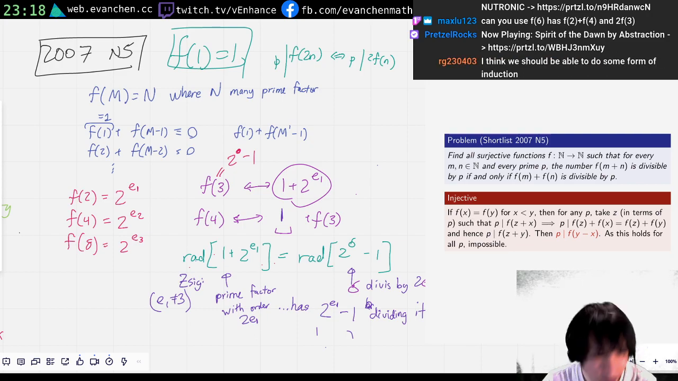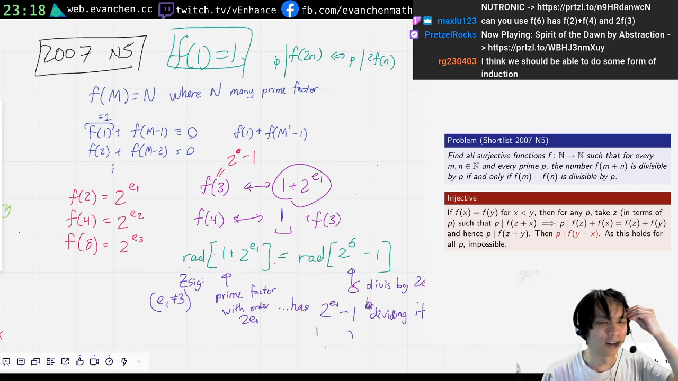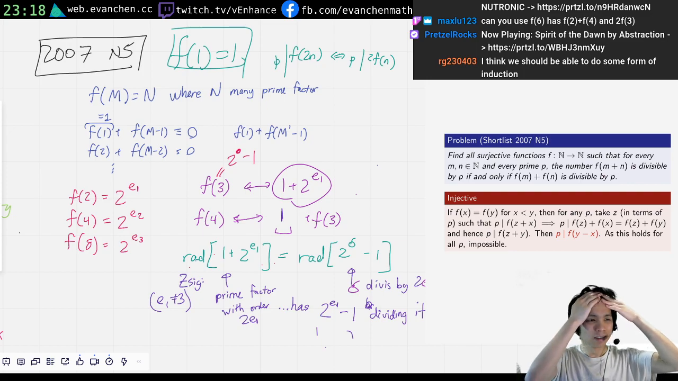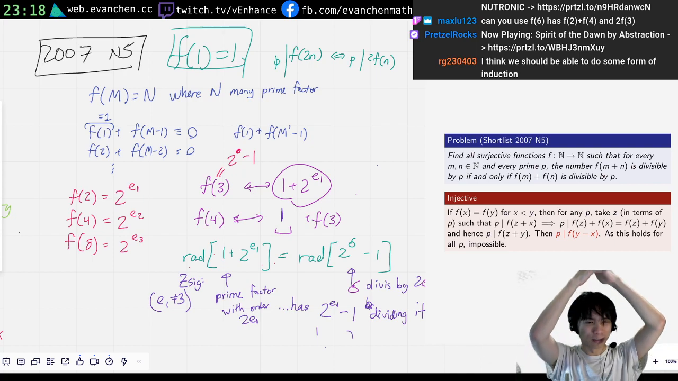It's like... No, I think I don't even need to... This should give me a proof that f of 2 is either 2 or 8. And actually, I don't think it can be 8. It could be 8 and then f of... But if so, then f of 3 is a power of 3.